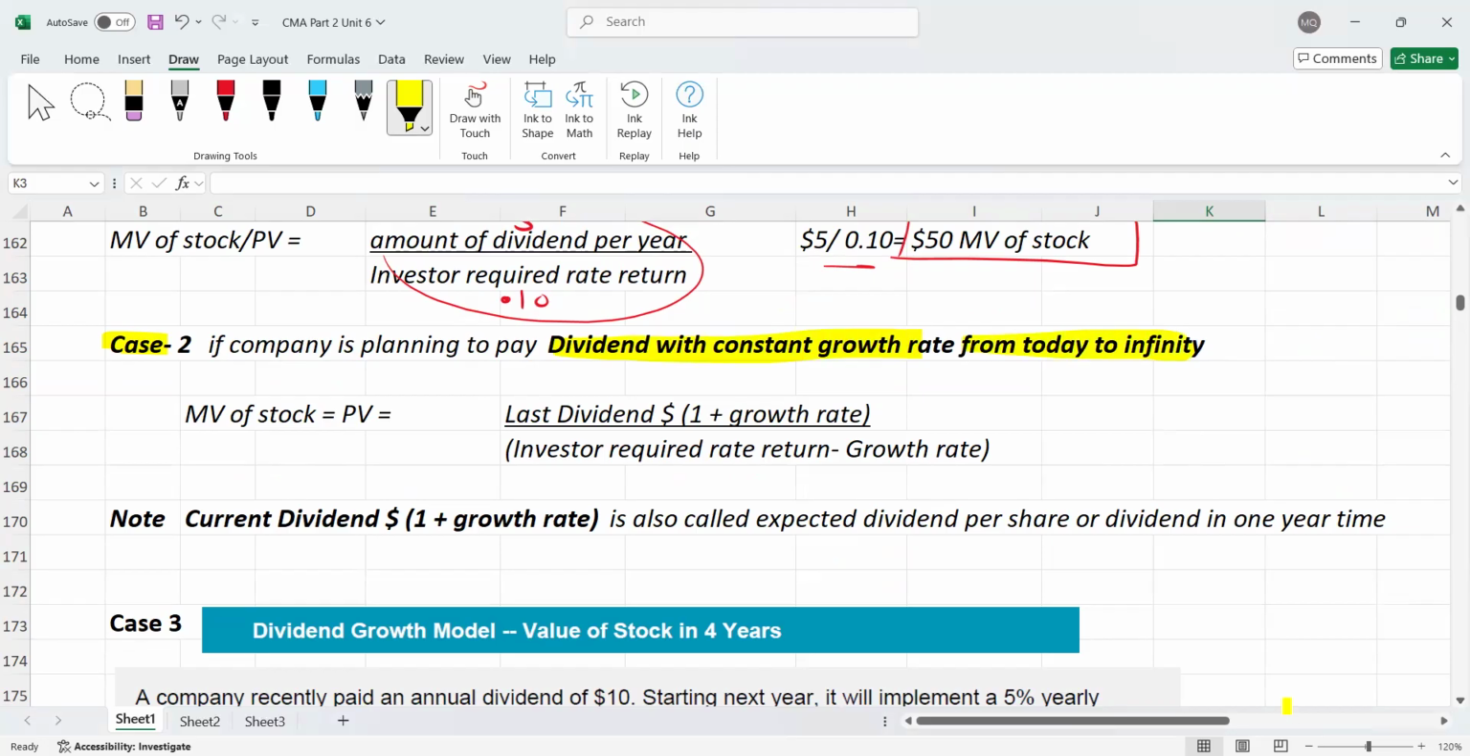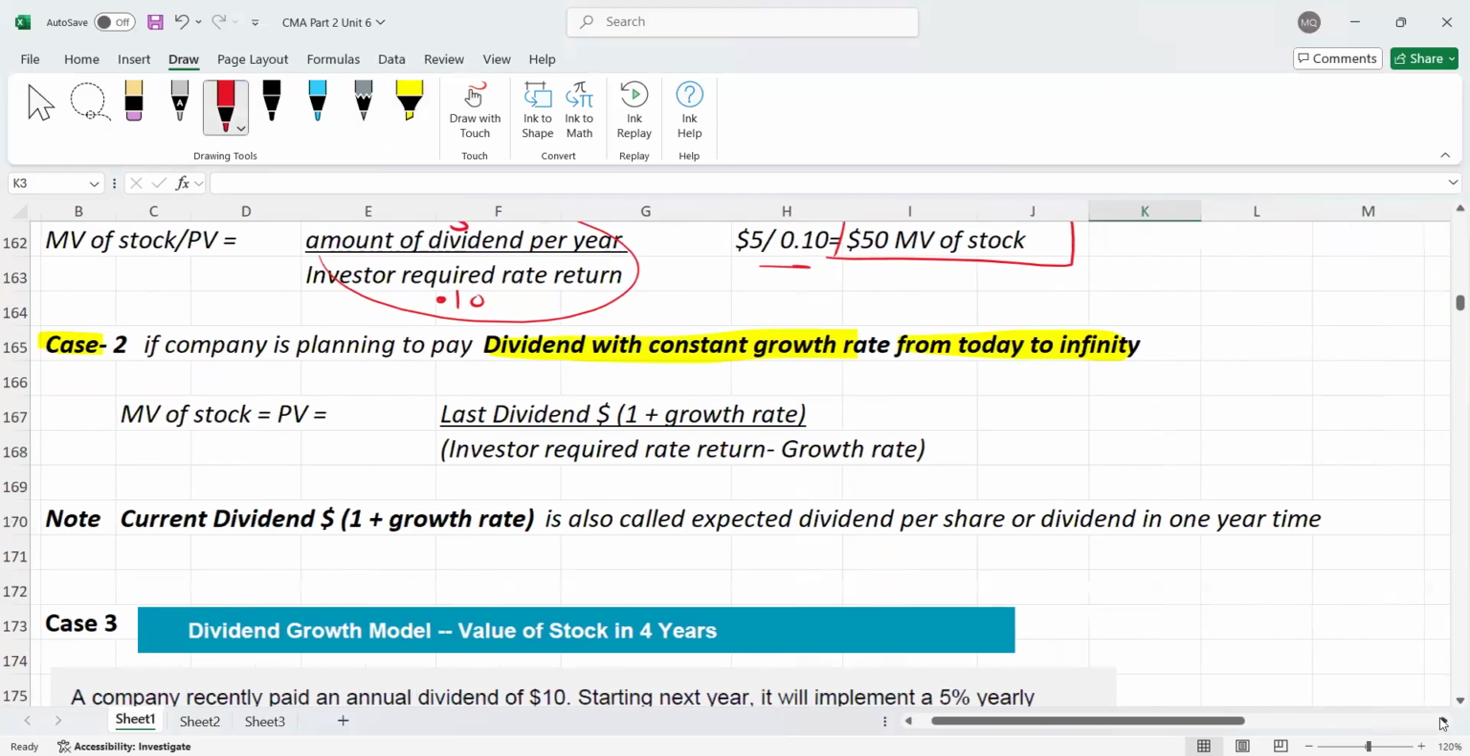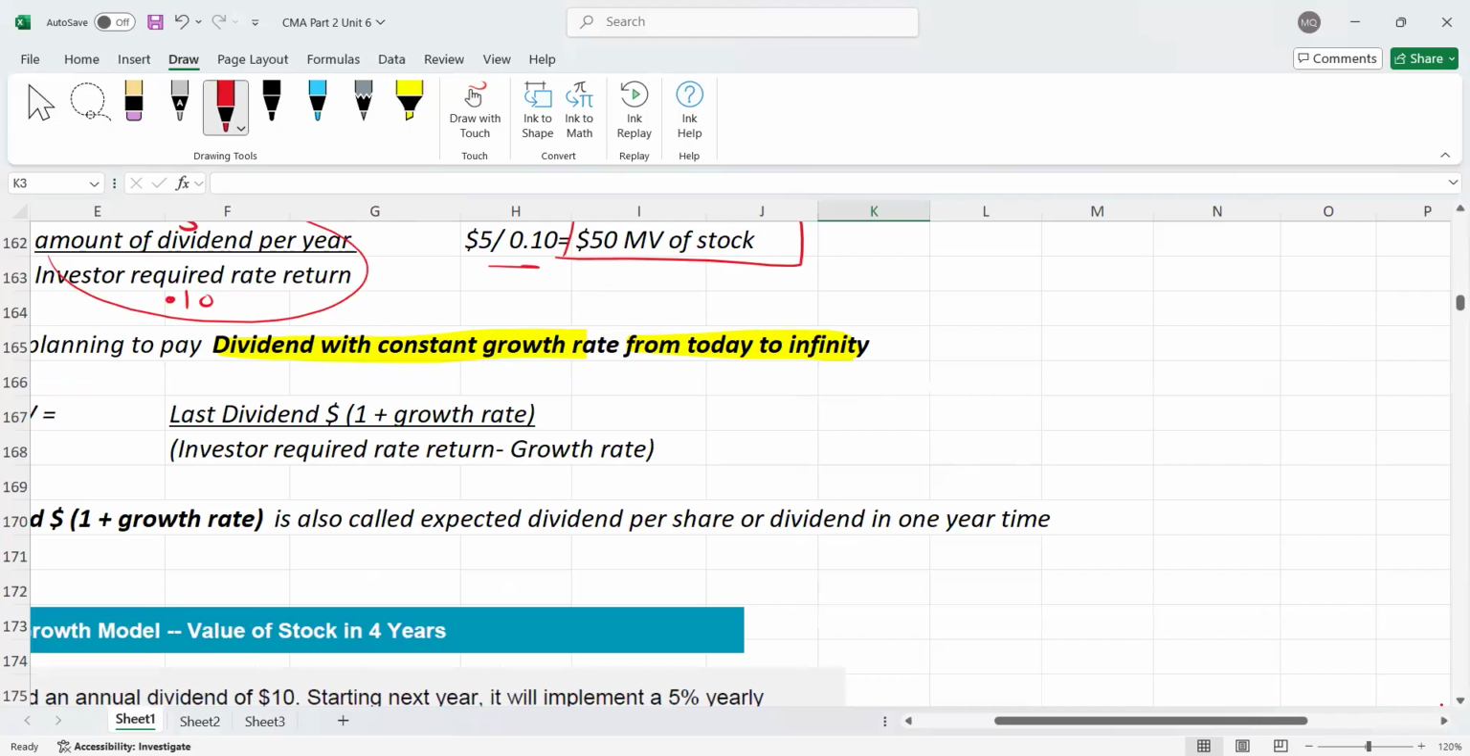So what does it mean? Let me give you an example. Let's assume our last dividend, a recent dividend, was $5. And it is a decision of the company that this dividend will grow, for example, with 5% or any X percentage you can assume. So $5 is the last dividend, and this will grow at 4%, from today to infinity.